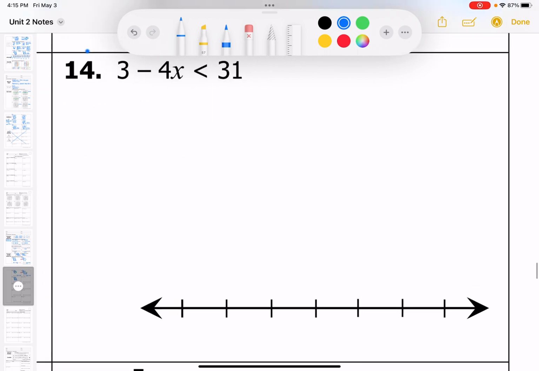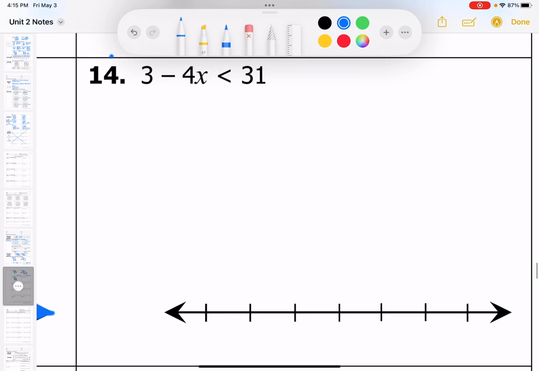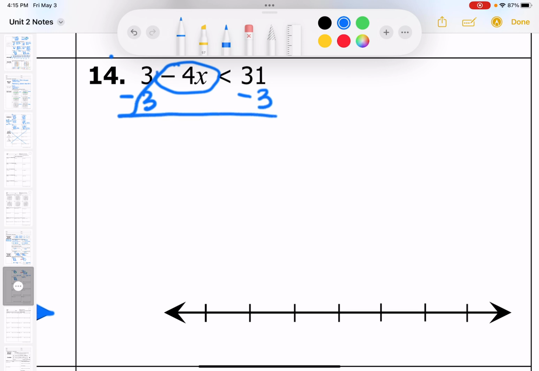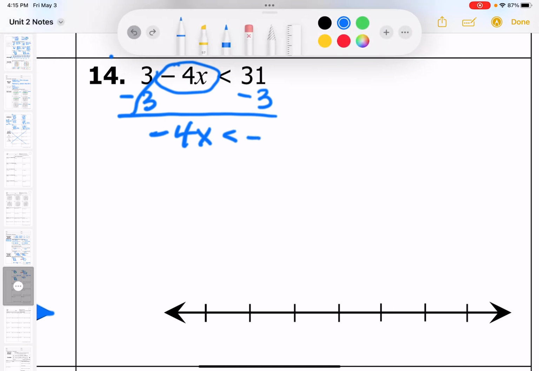Number 14. 3 minus 4x is less than 31. So I need to get this negative 4x by itself. So to move a positive 3 to the other side, I'm going to subtract. So that leaves me with negative 4x is less than 31 minus 3, which is positive 28.